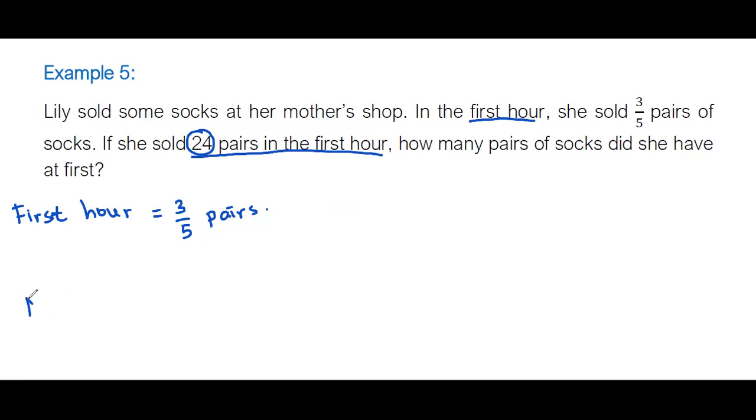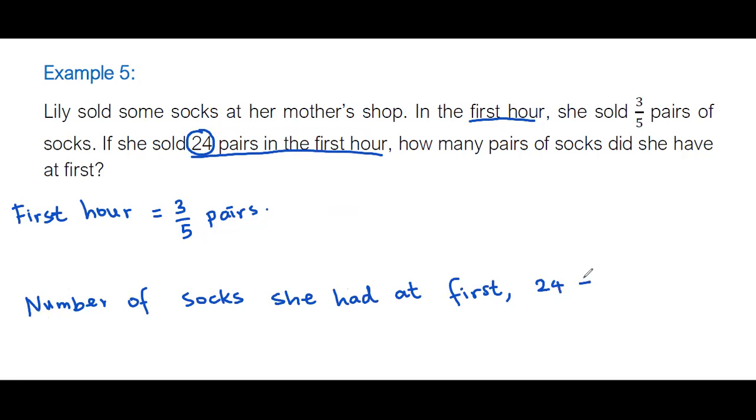So the number of socks she had at first will be 24 divided by 3 out of 5.